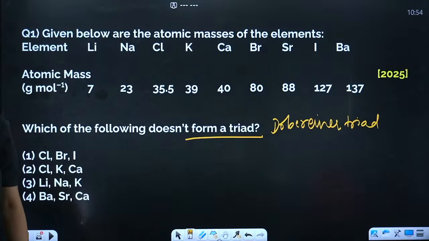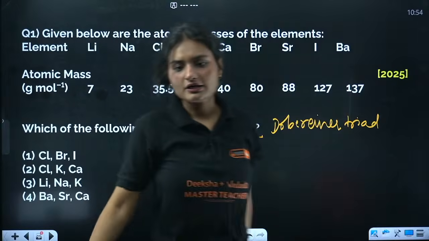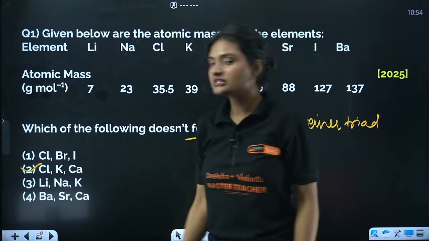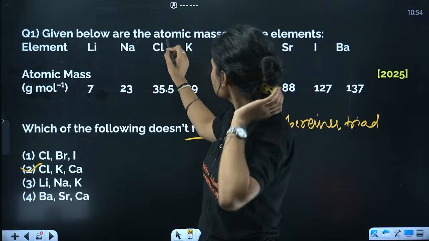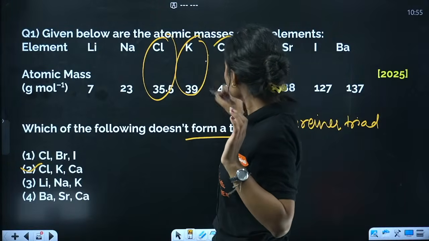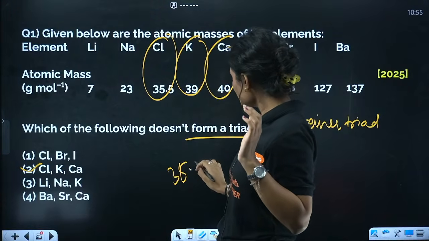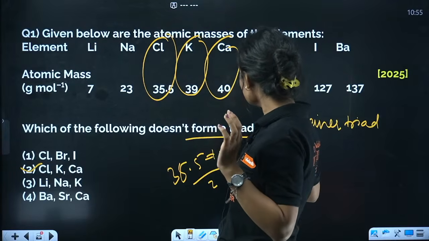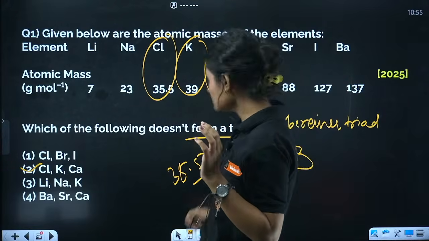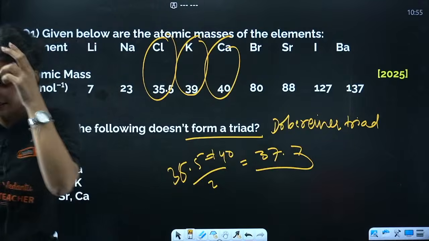Which does not form the triad? All of these form the triad; this is the one that doesn't. Do the maths yourself, you are given the mass. If you do the average of 35.5 plus 40 by 2, the average will come out to be 37.7 something. It's not 39, okay?